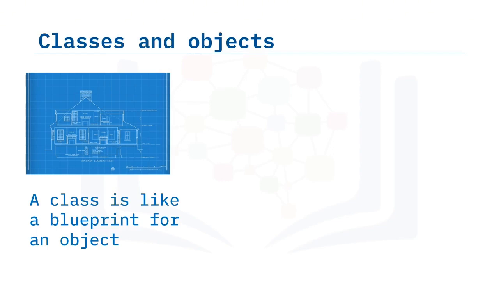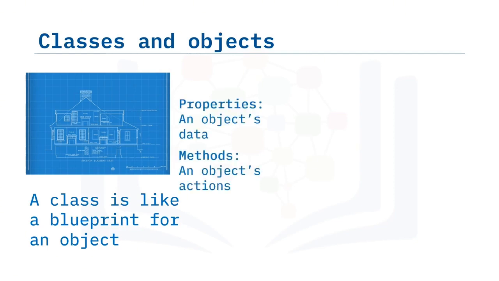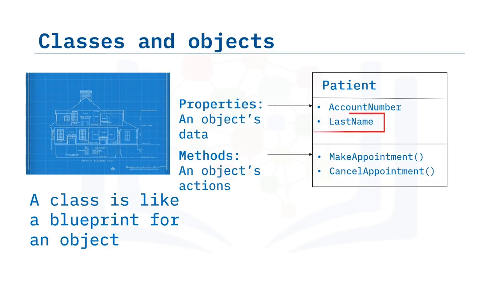The class contains the object's generic attributes, the properties and methods, but it is only when the object is created, which is called instantiation, inside the code, that these generic attributes are set to particular values. So, the patient class might have a variable called last name, which is a property, but does not specify what that last name is. Last name is just a placeholder until the object is created and assigned a name. And once the object has been instantiated, its methods can be called to make the object perform some action, such as making or canceling an appointment.